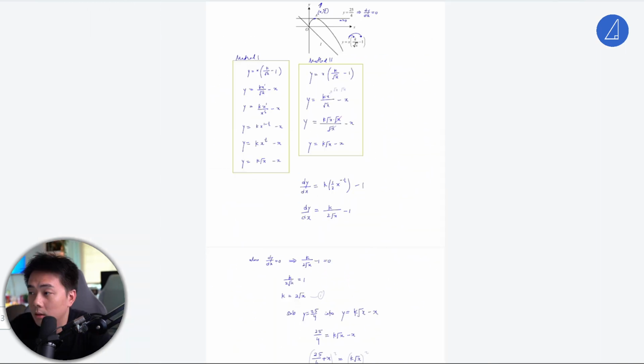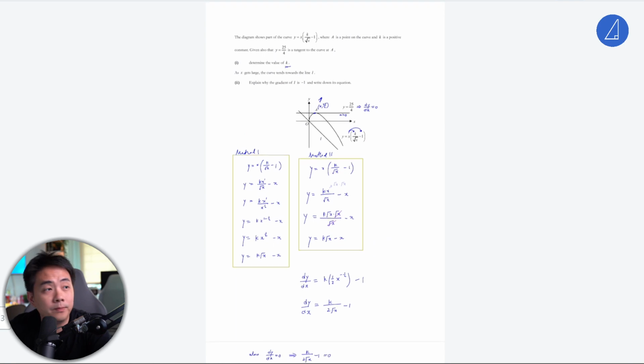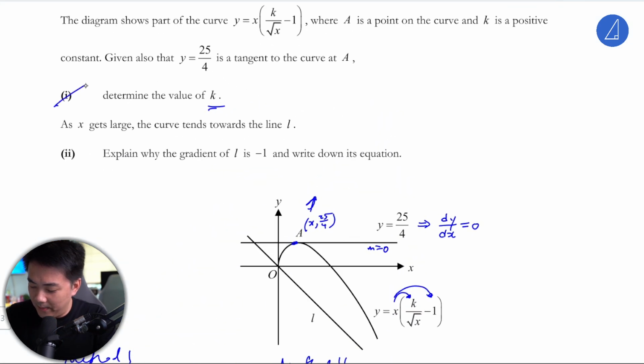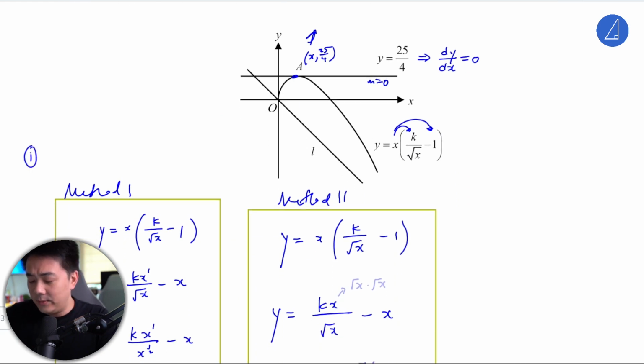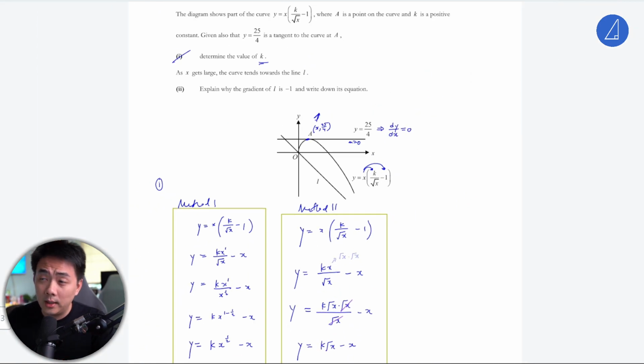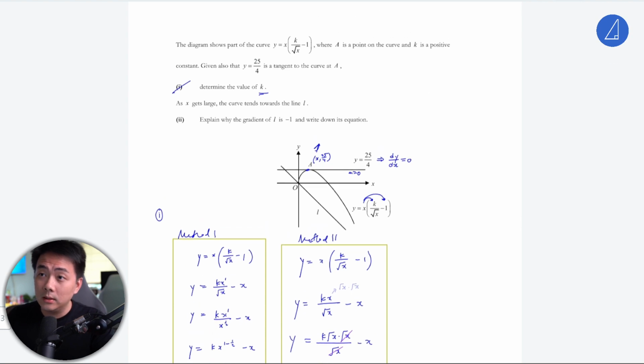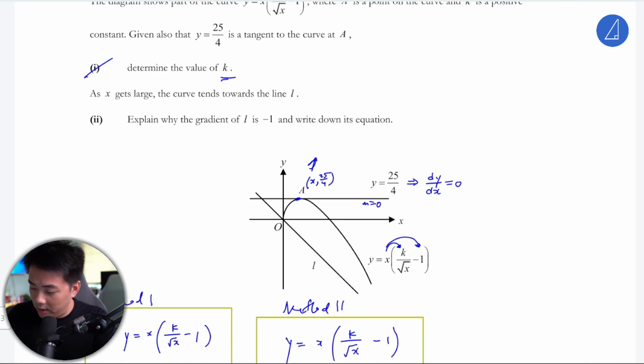Right? So k is 5, not an issue. Then after which we need to decide. Okay, I think the second part is something out of the ordinary that you usually see, but should be okay. Explain the gradient of L.